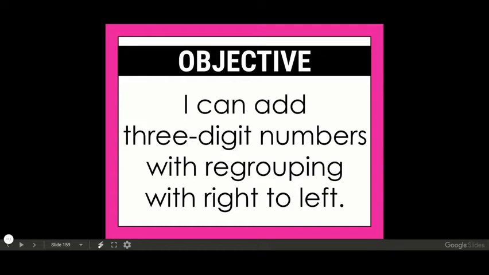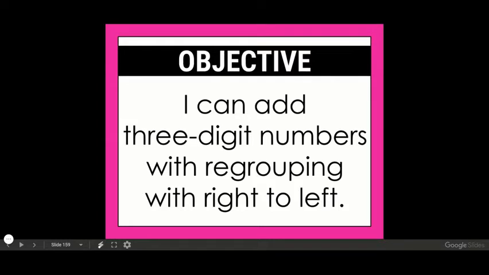Hi, second graders. Our objective for today is I can add 3-digit numbers with regrouping using the right to left strategy. So yesterday we saw our right to left strategy compared with branching, just so you could see how those two relate. So today our focus is we are just going to do right to left. So we're going to start with one example that I'll walk you through.